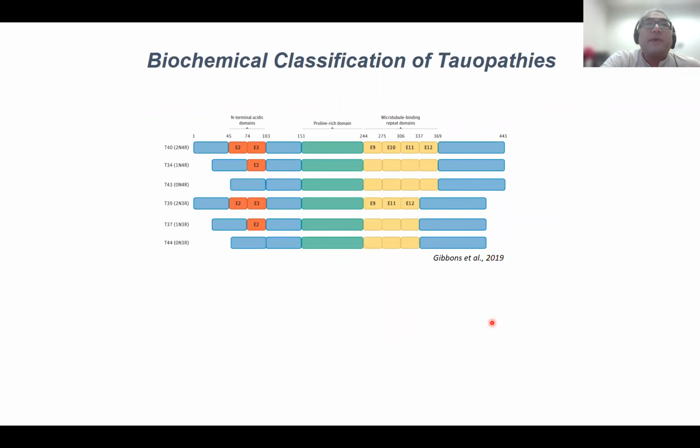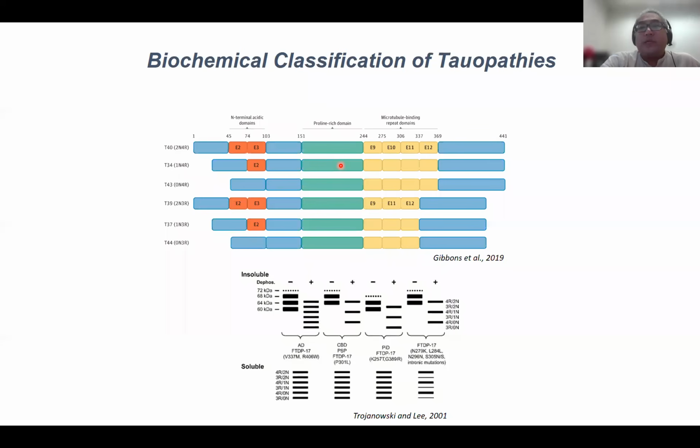The other thing just to keep in mind is that there is a biochemical classification of tauopathies as well. Tau is a complex gene that is alternatively spliced. You have these N-terminal acidic domains, which could have 0, 1, or 2 inserts into this N-terminus. And there are microtubule binding repeat domains. So again, tau is a microtubule binding protein, and you could have either 3 of these repeats or 4 of these repeats expressed. And what we do for tauopathies is we concentrate on these repeats, and we say, is there 3 repeat or 4 repeat tau?